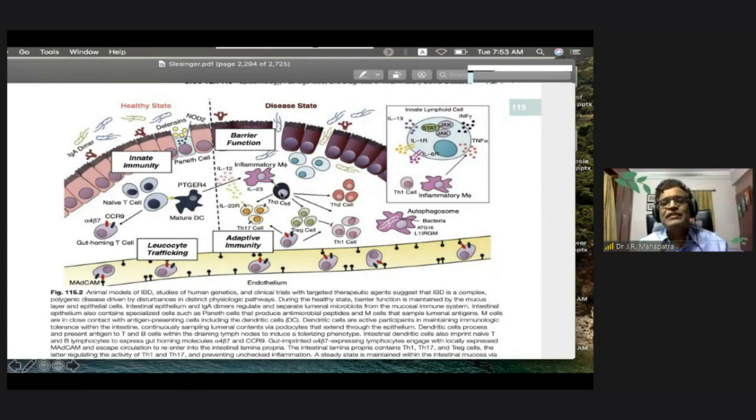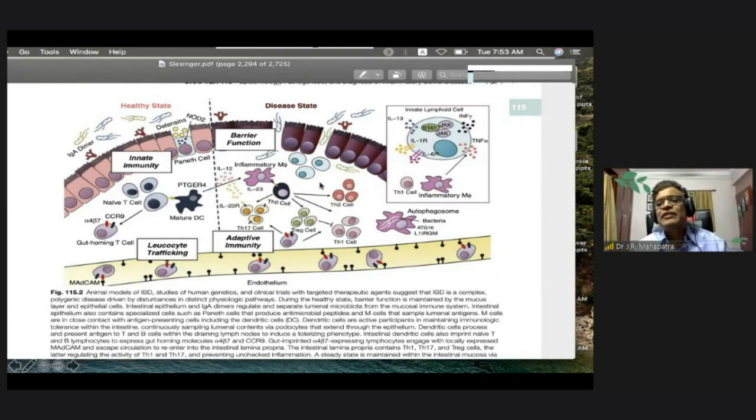And look at this. Once there is inflammation, interleukin 23, interleukin 12, all these are inflammatory cells. And the T helper cell and T regulator cells are benign cells. They try to control the inflammation. And autophagy genes control it by ingesting bacteria.